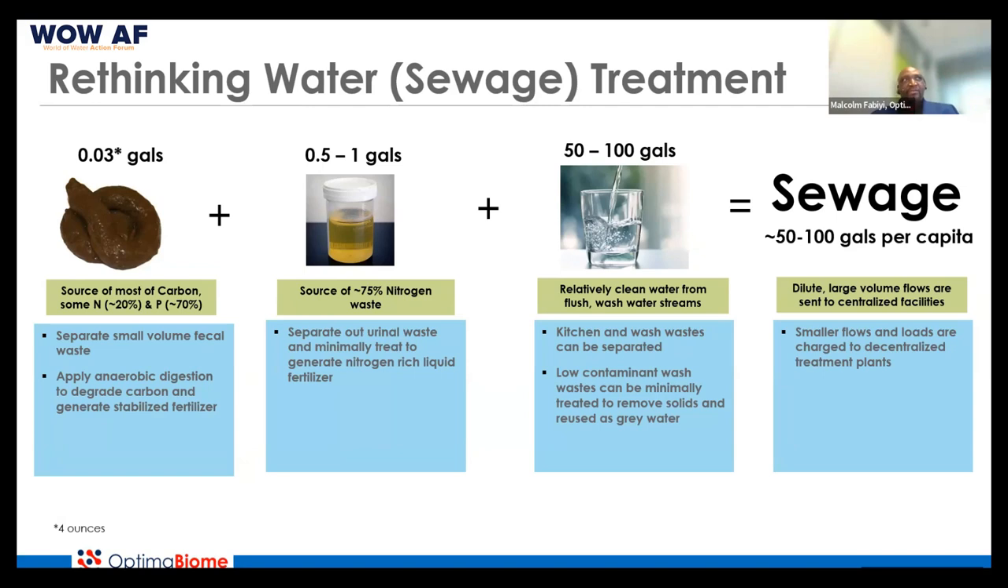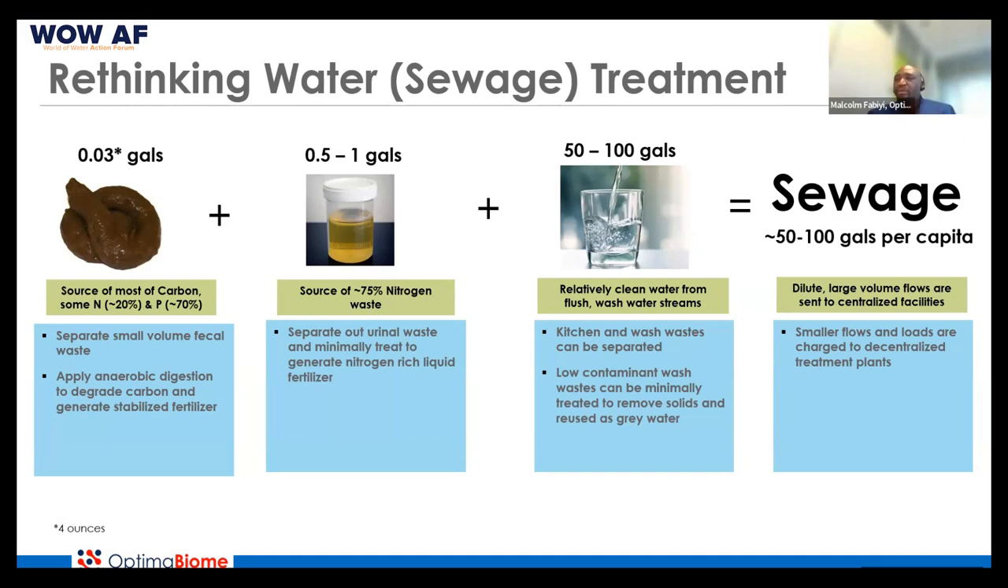Could we take some of these fecal wastes, which is a small volume, at the household level, use things like anaerobic digestion to stabilize that waste, generate some biogas, even at the household level, maybe use it for a little bit of cooking, or some minimal energy provision? And then take the stabilized fertilizer and use that at some level for crops.